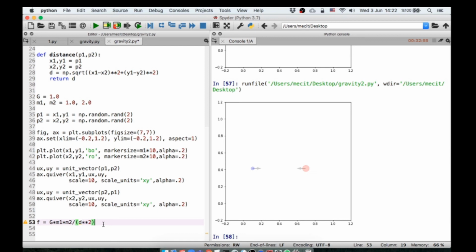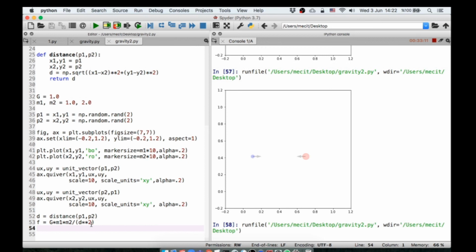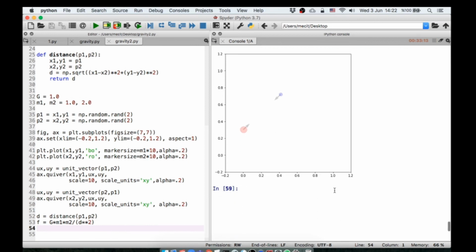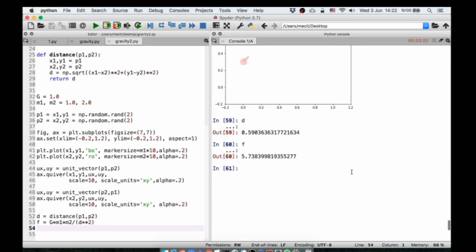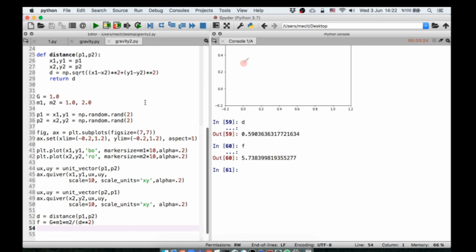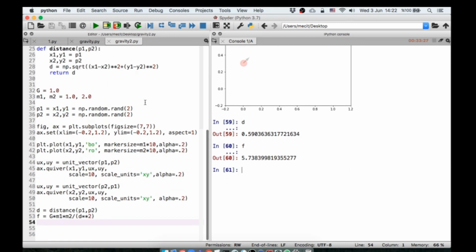Okay, so this way, if I get the distance between P1 and P2, my distance is calculated, and that should be my force. So let's run this. Okay, everything looks all right. So this is the distance between my points, and this is the force between my points. Good, I've calculated the force between 2 points.